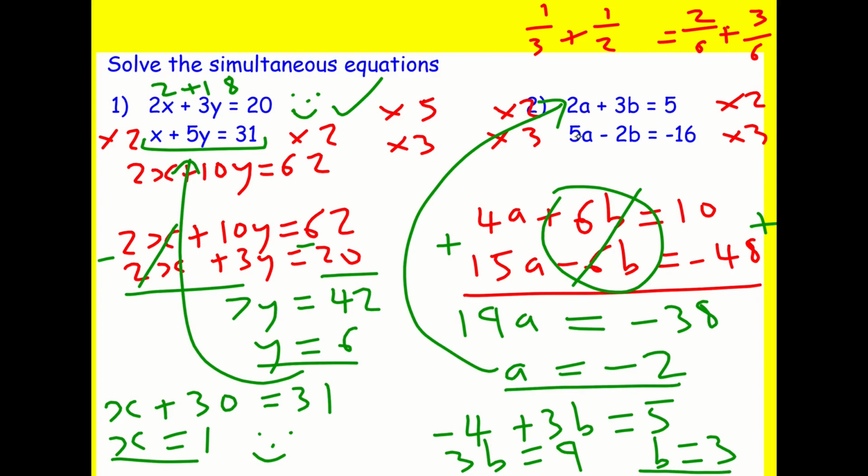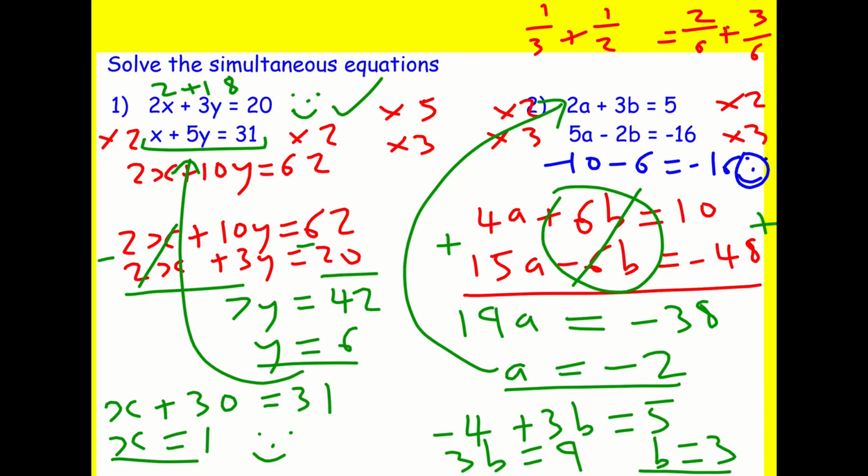Just going to double check. I'm going to put it back into the second one. 5 times minus 2 is minus 10. If I then minus 2 times 3, I'm going to minus 6, and I do indeed get minus 16. And again, I can be happy with this, so I can check my answer and see that it works.